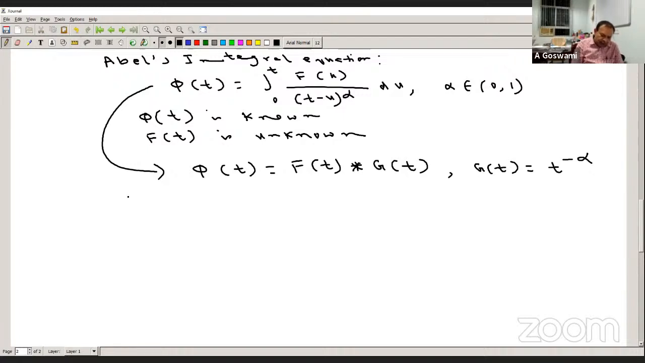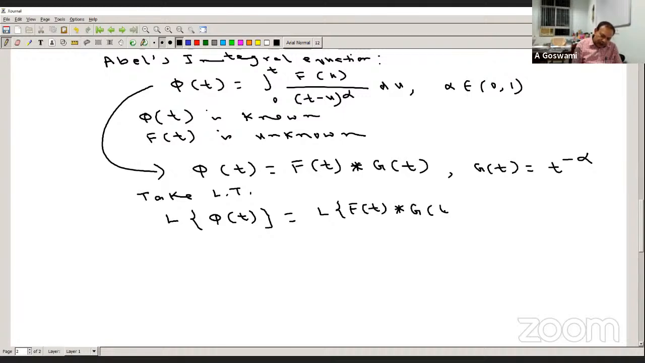So now, once you are writing phi(t) as f(t) star g(t), you take the Laplace transform on both sides of the above equation, so that you will get the Laplace transform of phi(t) equals the Laplace transform of f(t) convolution g(t). And again using the property, I am not going into details, you can write this as the Laplace transform of f(t) into the Laplace transform of g(t).